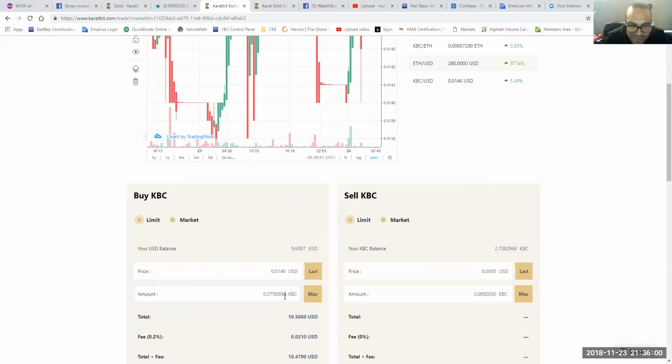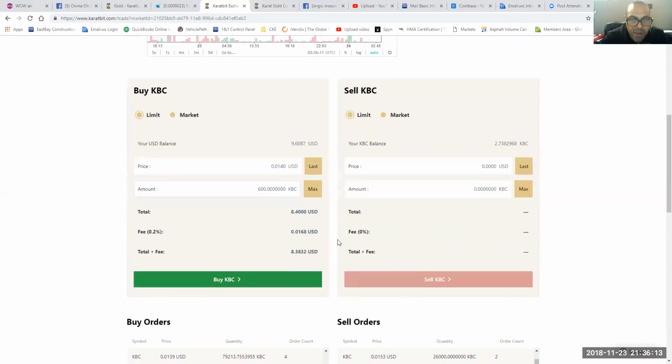Oh man. So 700. Still don't have enough. So let's do this. 600. Okay. $8. I have $9 here. My price that is shown for me to buy. This is total plus fees. You see that, you guys? This is how much it's charging. 2%. That's it. That is cheap. They charged me 1 cent for $8. That's cheap. That's real cheap, you guys.